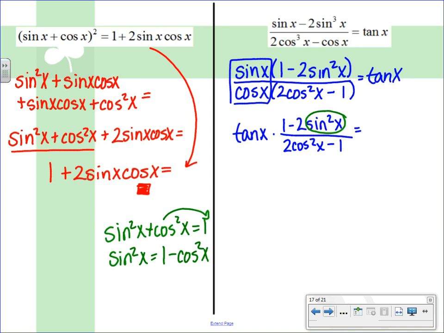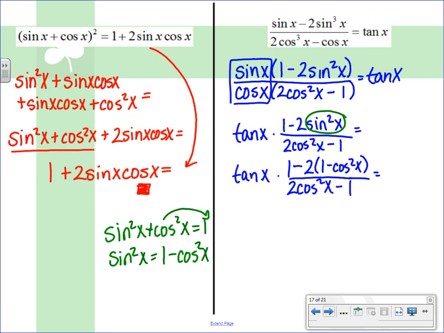And that's what I'm going to use in my identity over here. So bringing everything down, tangent times my numerator, 1 minus 2, and then instead of sine squared, we're replacing it with 1 minus cosine squared. And you could do that in the denominator as well. You could replace cosine squared with 1 minus sine squared. That's an alternate way to do this. Denominator, I'm going to keep the same.